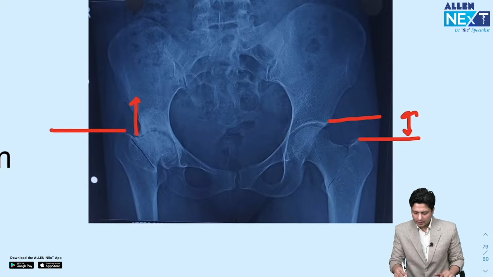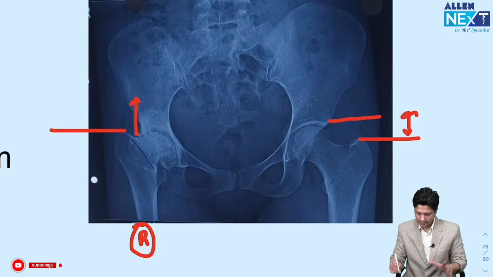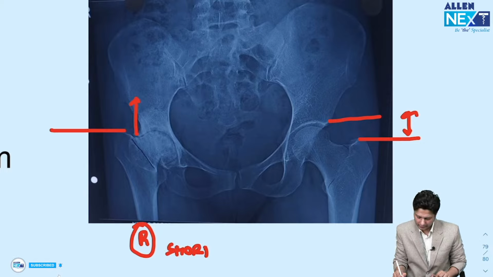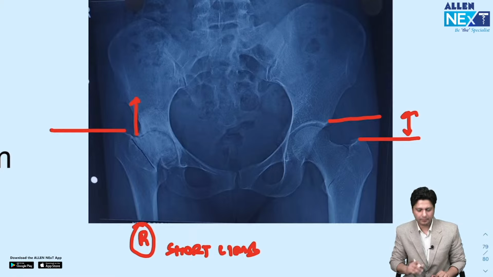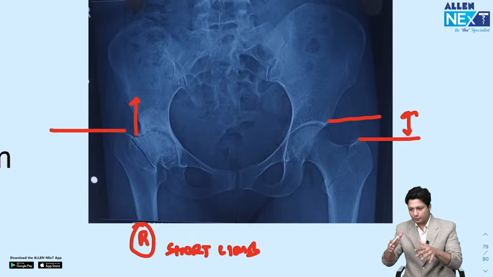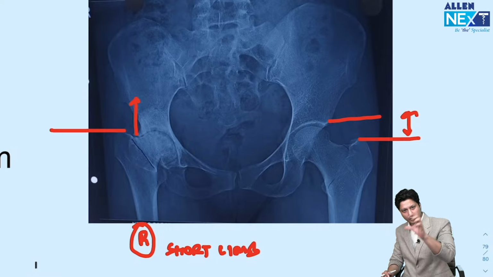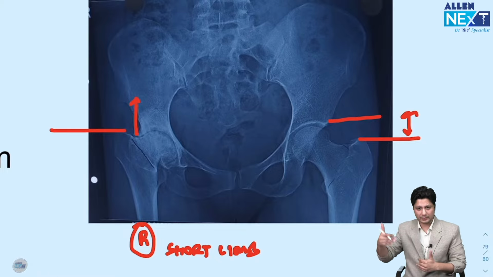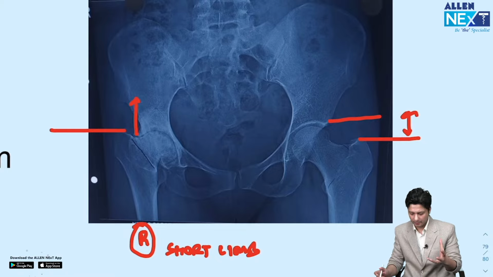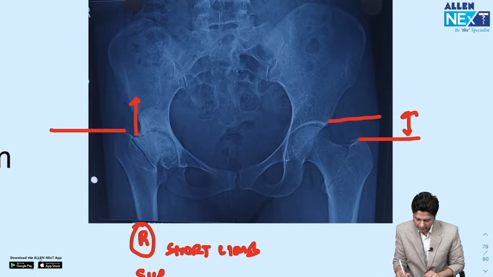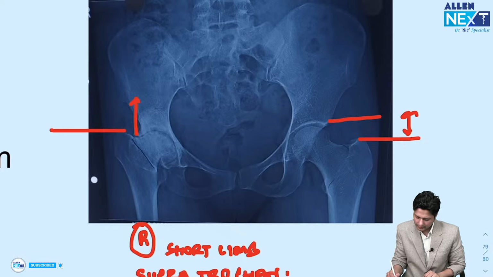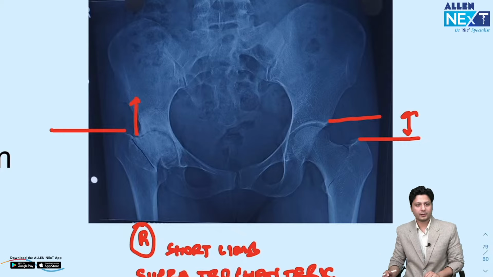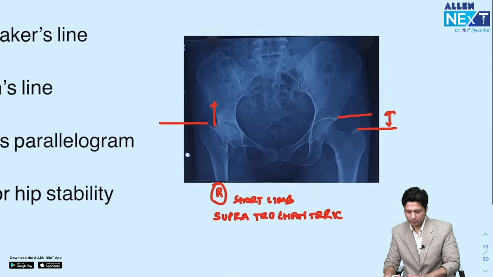Now you tell me, the limb, that means the right lower limb, is going to be shortened or not? Yes, the right lower limb is a short limb. That is point number 1. Now if you specify where exactly this shortening is happening, is it proximal to the GT, in the shaft, in the leg? It is a supratrochanteric shortening, shortening above the level of the trochanter.